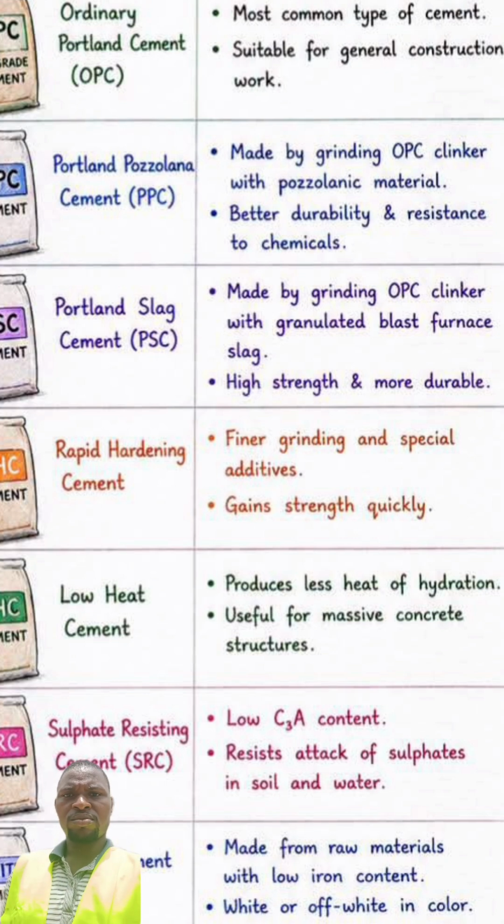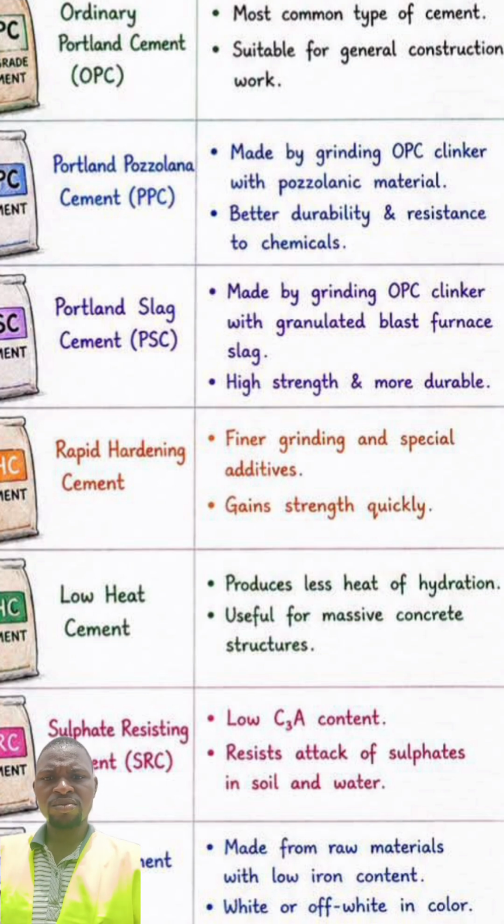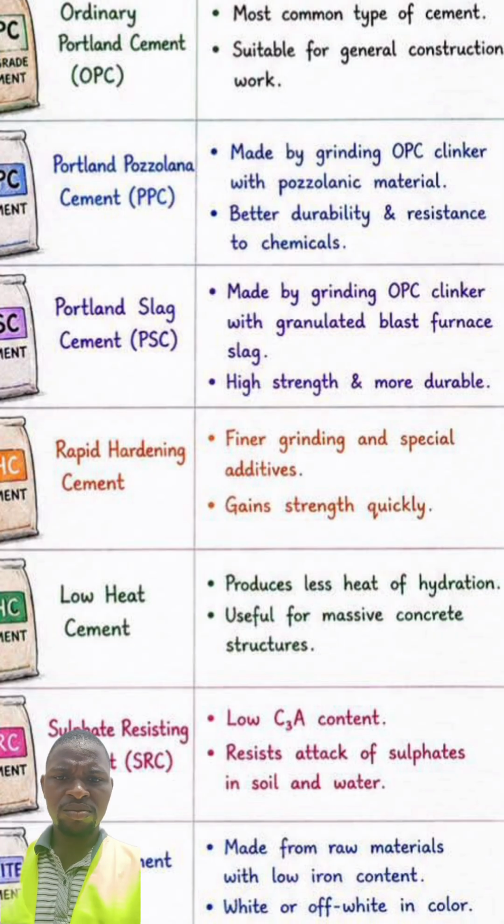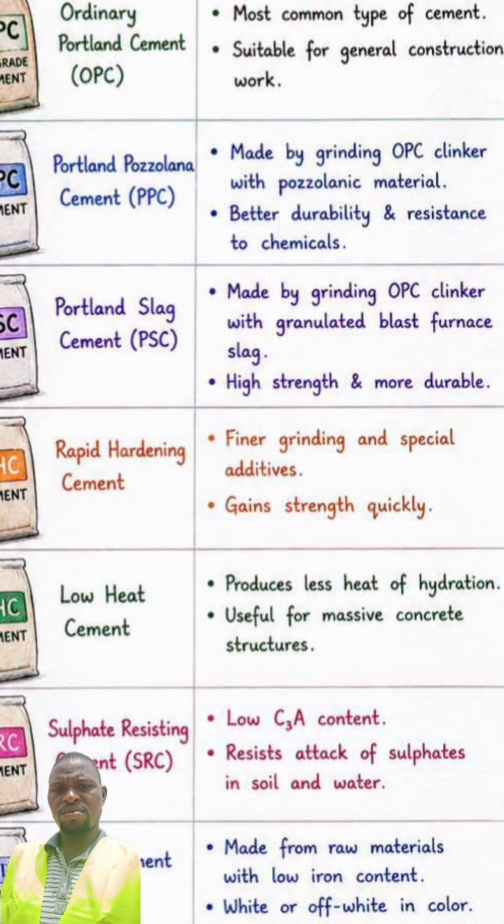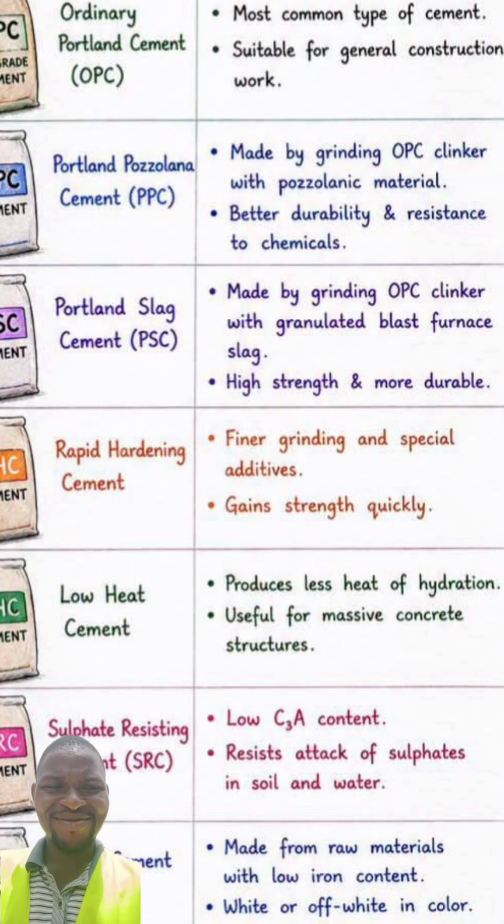Then we have the Portland Pozzolana cement, that is the PPC. It is made by grinding OPC clinker with pozzolanic material. That means it's still your ordinary cement, but the difference is that this one is ground with pozzolanic material. It has better durability and also resistance to chemicals.